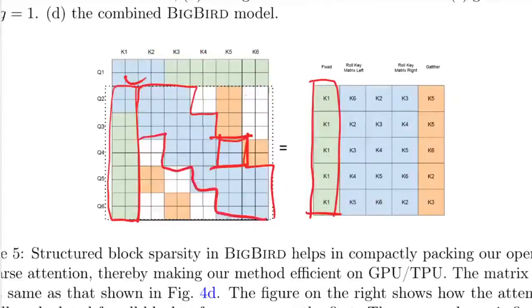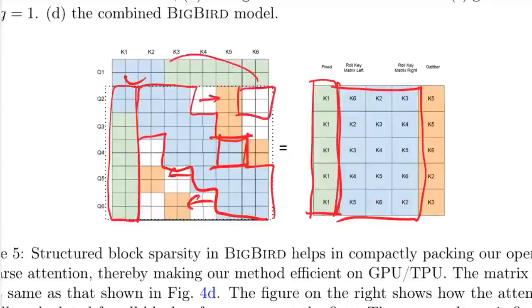And you can fold all of this blue stuff into a rectangular matrix, if you can see right here. So you roll this back, roll this forward, and you replace whatever's missing by these. Now this again gives you some inaccuracies because this block right here was never intended to be attended to, and all of a sudden you see you have the K6 in here.